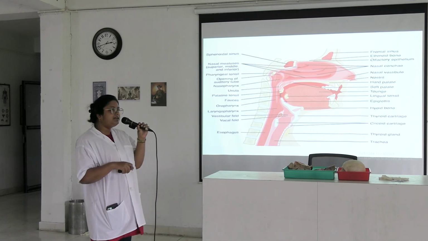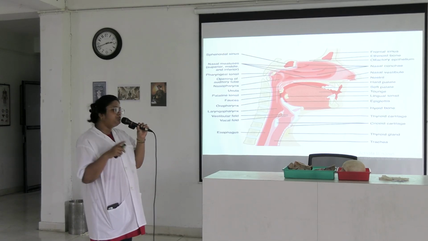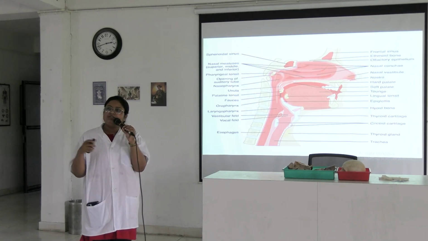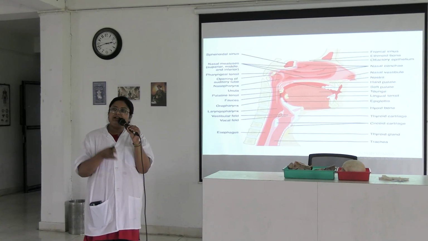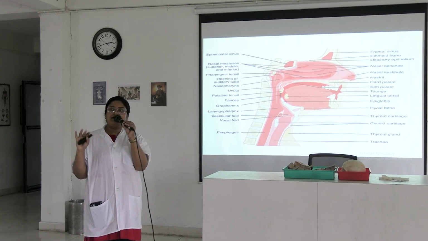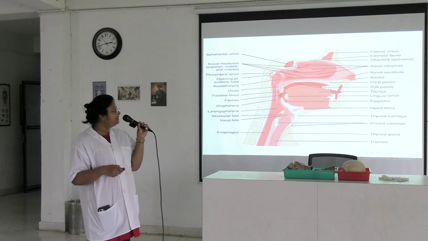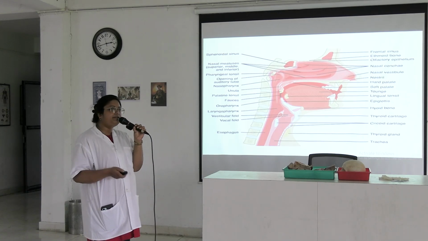One will be median fold, median glossoepiglottic fold, and on the two sides will be lateral glossoepiglottic fold. And in between the median and lateral glossoepiglottic fold, this depression is known as vallecula. Okay, this is also important fossa of this head neck region. Okay, understood?